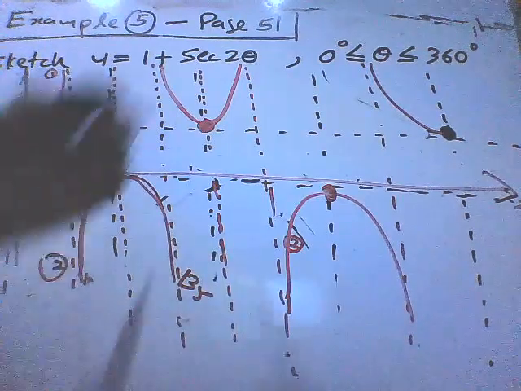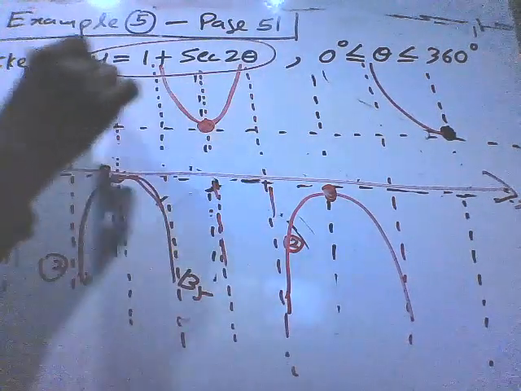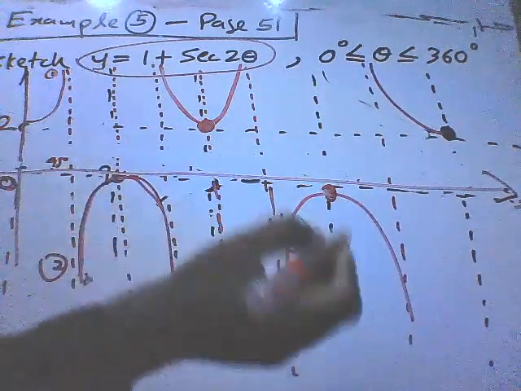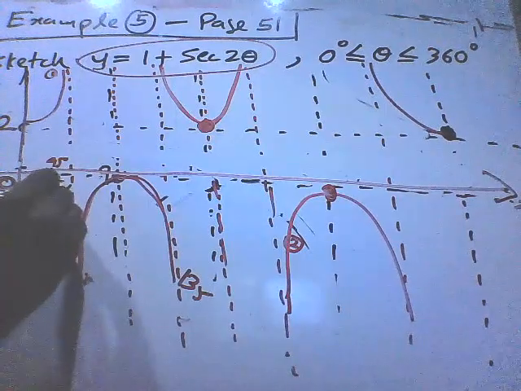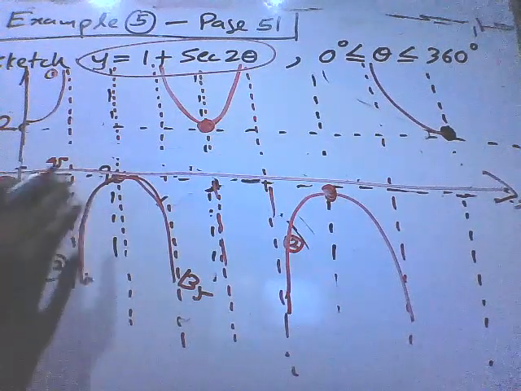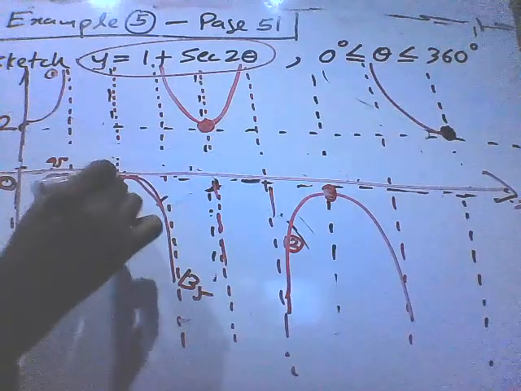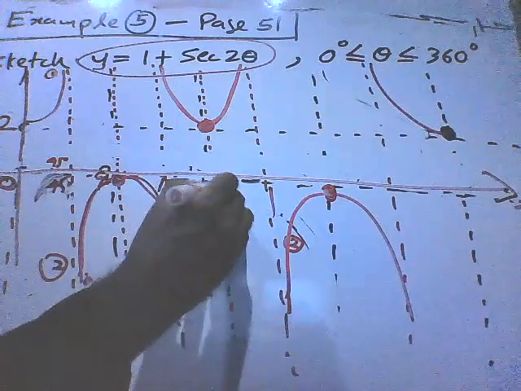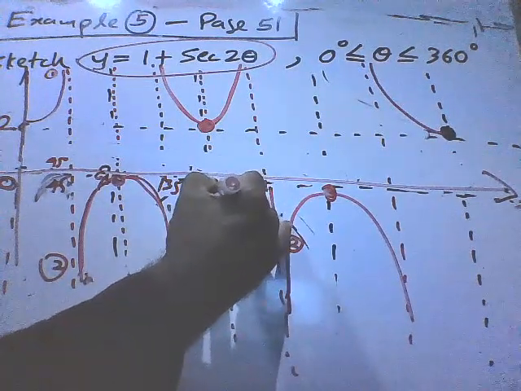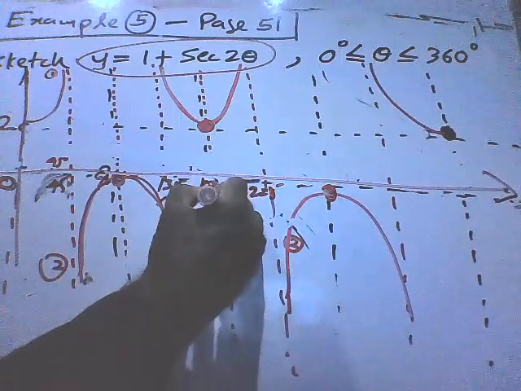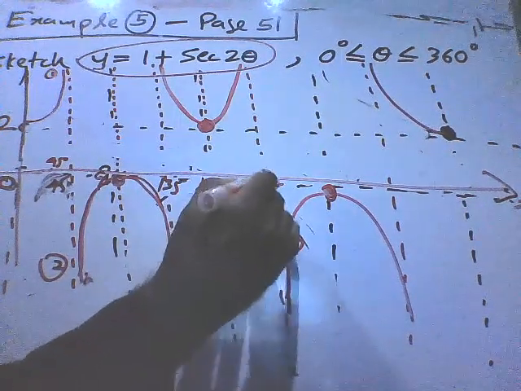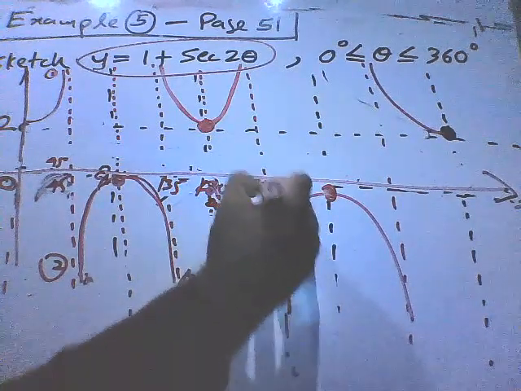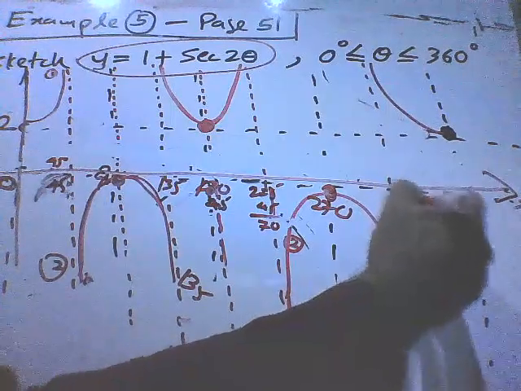So actually the y equals 1 plus sec 2 theta will look like this. Here 2 units, and it is touching, and all the things you have to mark, right? Here 45, right? 45, 90, 135, then another 45, then 180, then another 45, 225, another 45, 270, right? Like that you mark, right?